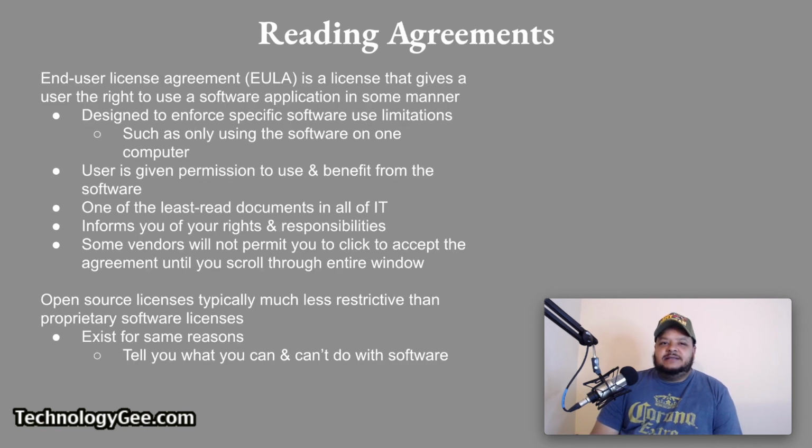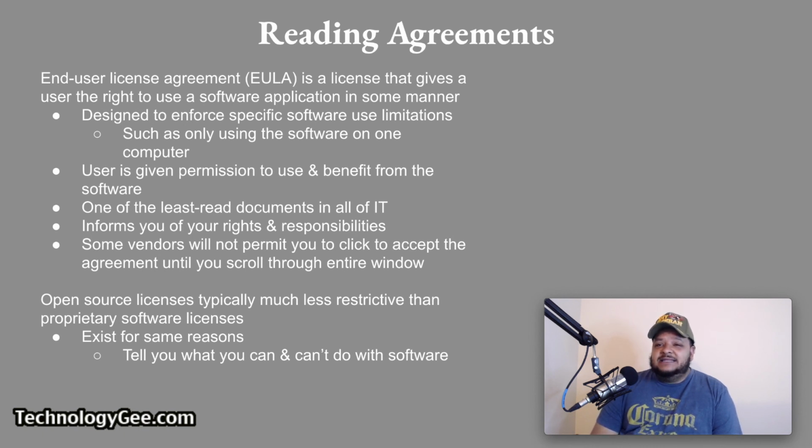Reading agreements, such as end user license agreements, also known as EULAs. An end-user license agreement is a license that gives a user the right to use a software application in some manner. EULAs are designed to enforce specific software use limitations, such as only using the software on one computer. By entering into the agreement, the user is given permission to use and benefit from the software.